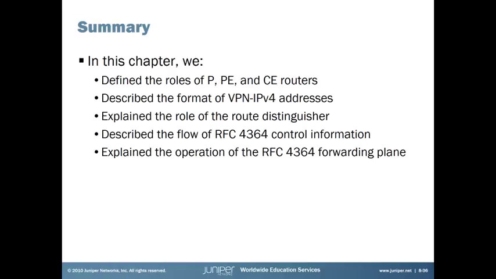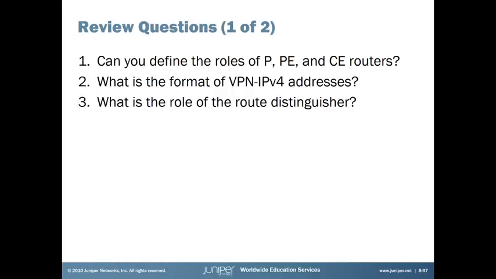Okay, simple. All right, so we looked at the roles of the P, the PE, and the CE router, described the format of VPN IPv4 addresses, explained the role of the route distinguisher, looked at the flow of the control information, which is defined in RFC 4364, and looked at the flow of the forwarding information, the actual data flow. So we've got control information going one direction and the data coming back the other way. Right, very good.